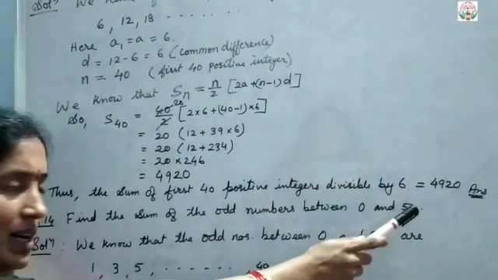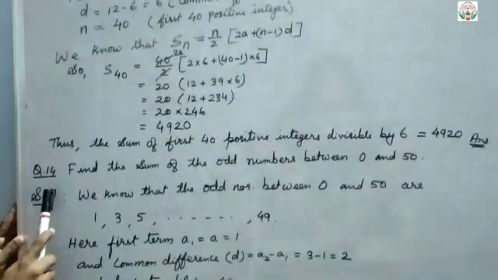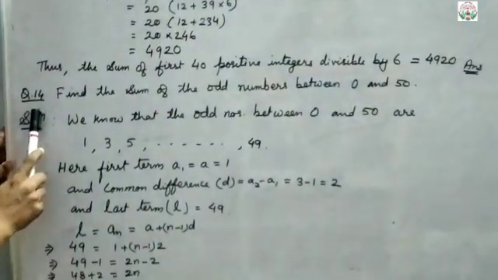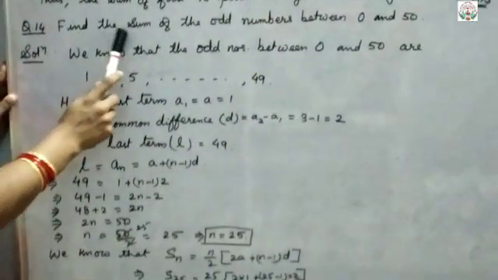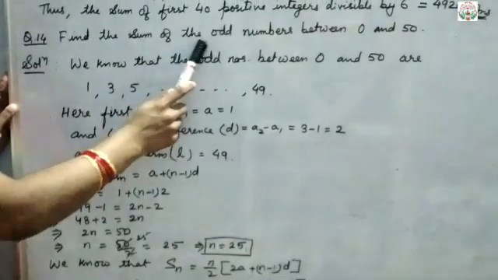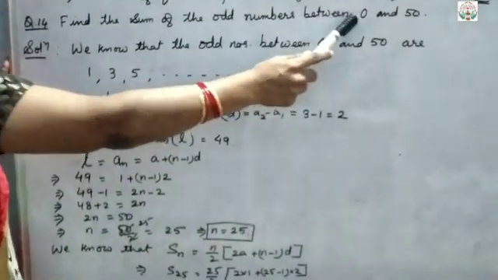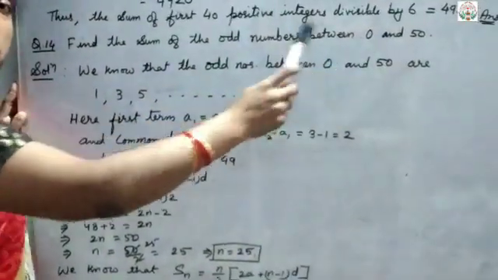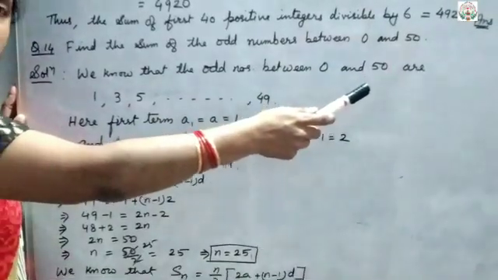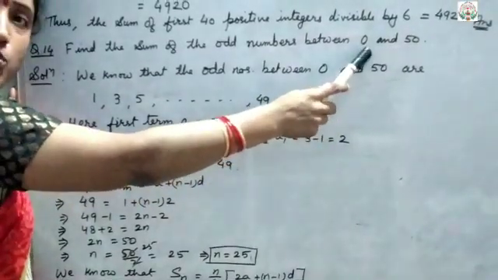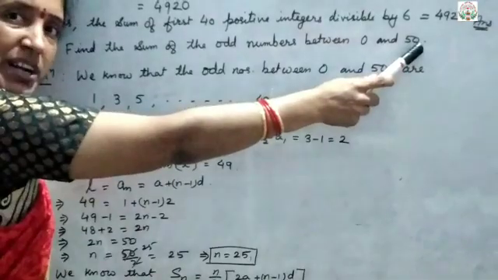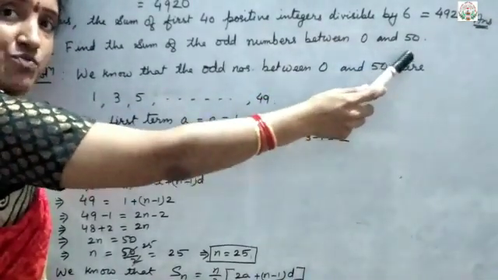Okay, clear? Understood? Now let us have the 14th question. The 14th question is: find the sum of the odd numbers between 0 and 50. Between 0 and 50 means what? 0 will not be included, and 50 is also not included. In between these we have to find.